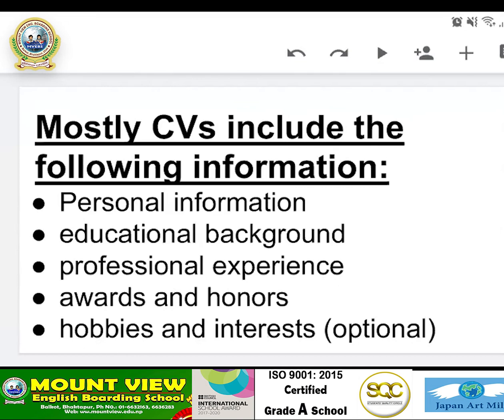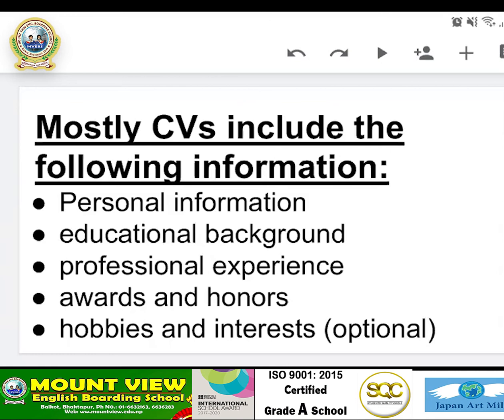That is the most important thing. Personal information means you don't need to be too personal, you don't need to say everything about your personal life. You can give the contact information, how they can contact you, by email, by your mobile number, by your landline number. You have to write that in the CV.